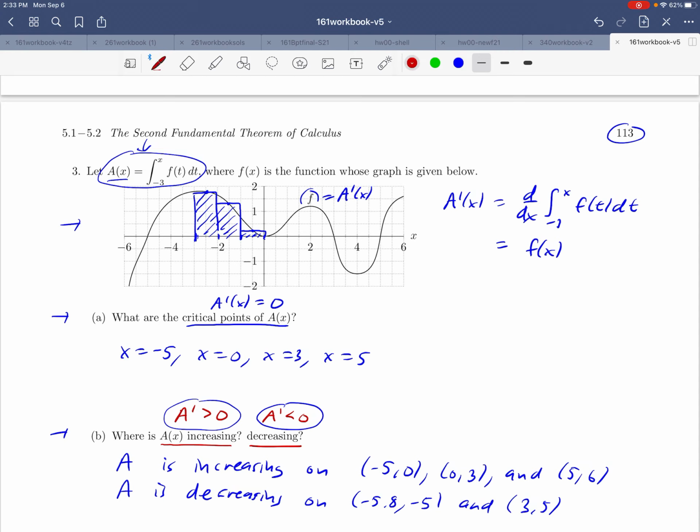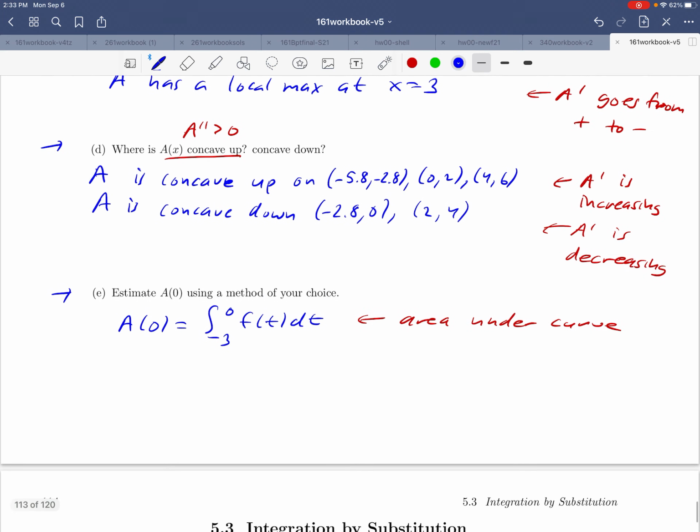You can notice from the picture that the width of each rectangle is 1. We just need to estimate the height. So that number is maybe about, what do you think, 1.8-ish? This is maybe 1.3, and this is maybe about 0.3. You might come up with slightly different numbers.